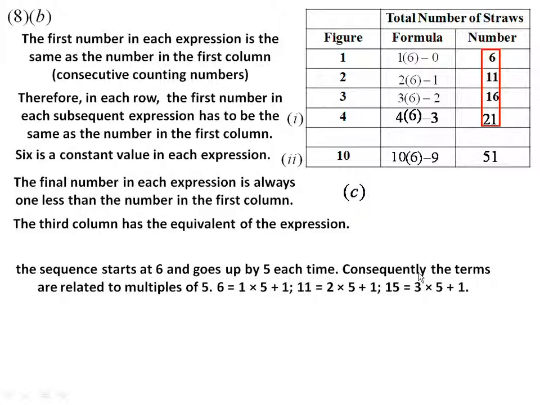So we notice that there's a constant going up like that by some multiple of 5. 5 times 1 plus 1 is 6. Then we have 5 times 2 is 10 plus 1, 11. 5 times 3 is 15 plus 1 is 16. And then 5 times 4 is 20 plus 1 is 21.